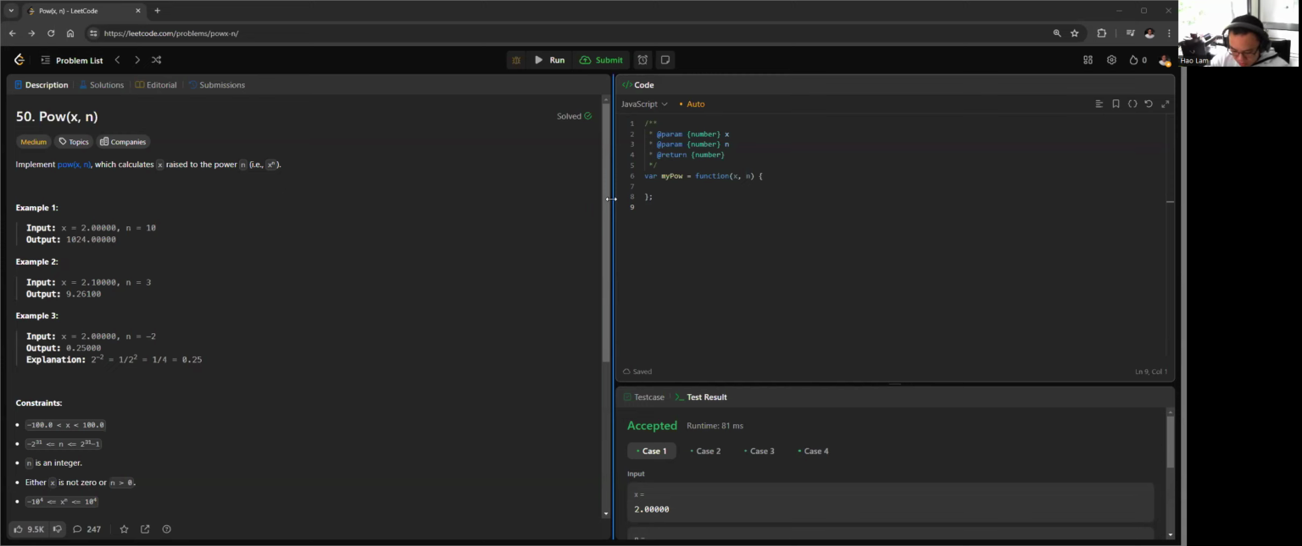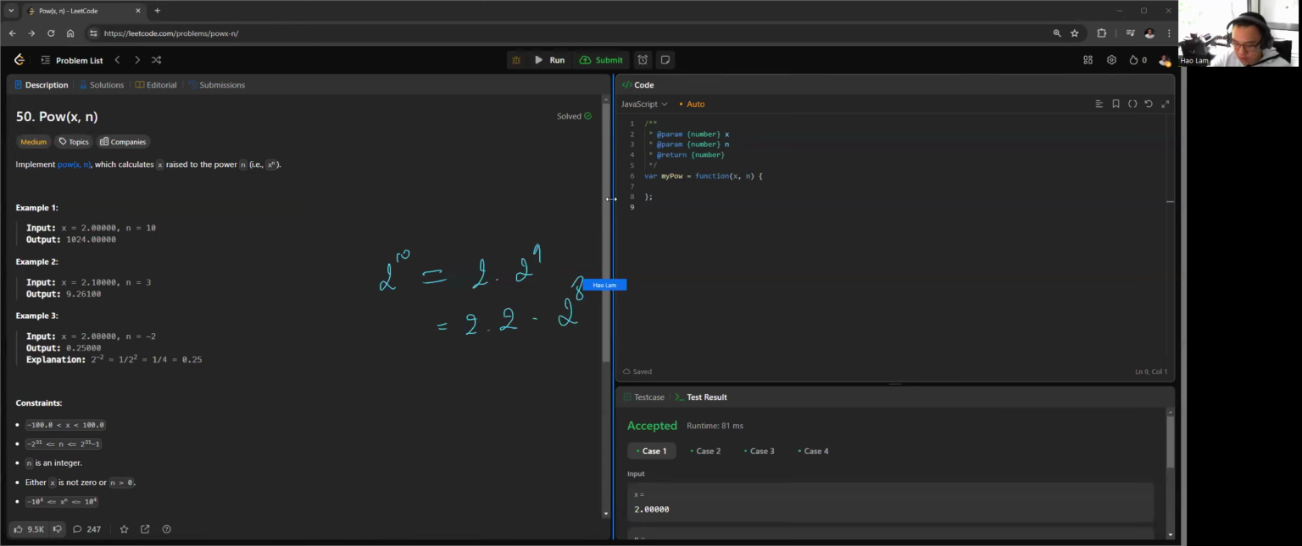So let's begin. Today we need to write a function to return x to the power n. x is the base, and n will be the power. Let's say we have 2 to the 10. We need to do 2 multiplied by 2 to the 9, multiplied by 2 multiplied by 2 to the 8, and so on.